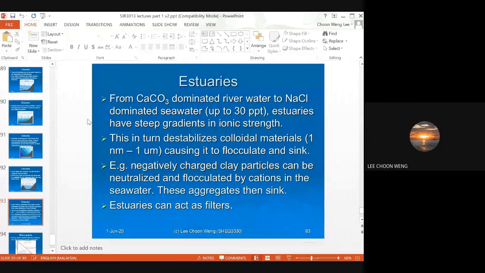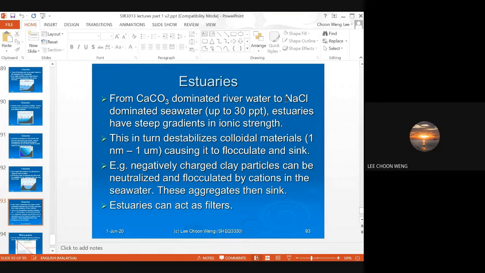So imagine estuaries as moving from a calcium carbonate dominated river water to a sodium chloride dominated seawater. Estuaries have steep gradients in ionic strength, from 0 parts per thousand to 30 parts per thousand in salt concentration. So the increase in ionic strength destabilizes colloidal metals, causing them to flocculate and sink.